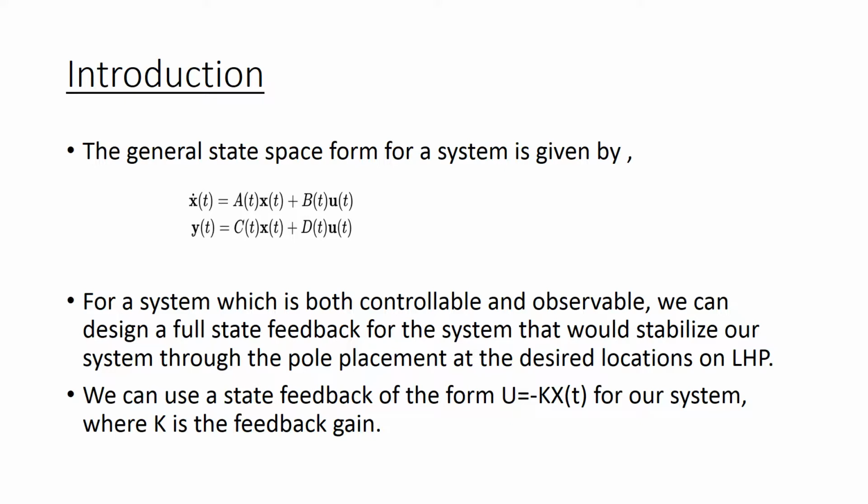If our system is both controllable and observable, then we can design a full state feedback for the system that will stabilize our system through the pole placement at the desired locations on the left-hand side plane of the S domain. So in that case, it is possible for us to design a feedback controller, which is given by the form u equals minus Kx, to stabilize our system and to get a better performance.